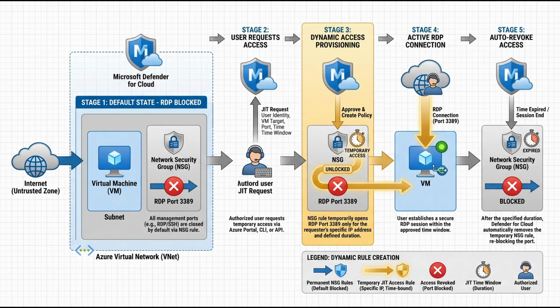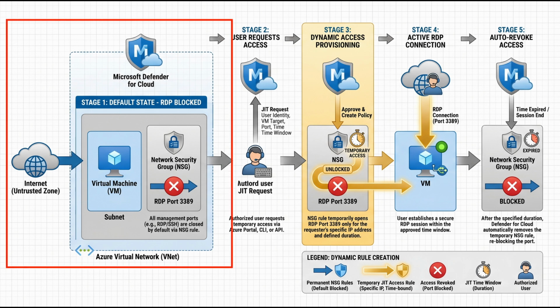Let's walk through what's really happening here. Because this is not just a diagram. This is exactly how Microsoft tests you in the exam. Everything looks secure. Your VM is inside a VNet, protected by an NSG, and guess what? RDP port 3389 is blocked. No one from the internet can connect. But here's the catch. You need access sometimes. And that's where the problem begins.